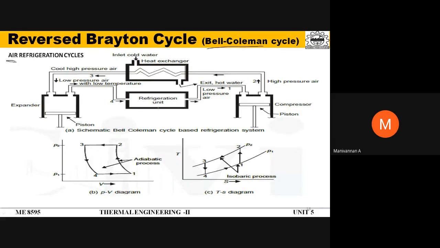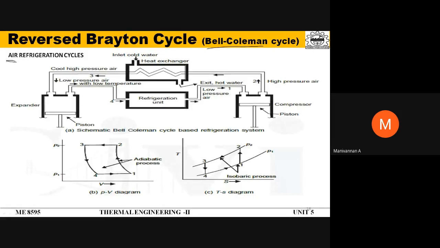We mainly use this cycle in aircraft refrigeration systems, where the weight of the system matters very much in flights. The weight should be very minimum. This cycle produces a ton of refrigeration with comparatively low weight, so this system is very suitable for aircraft refrigeration. Now let us understand the basic thermodynamic analysis of this system.